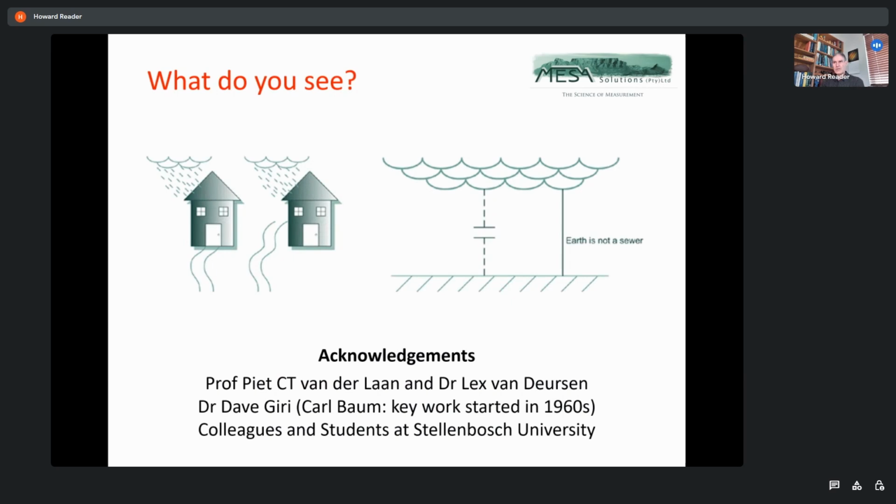I now draw a picture which has got some houses, and I'm going to ask you the question, what do you see? This picture was presented to me first by Piet van der Laan at the Eindhoven University of Technology and his colleague Lex van Dersen, and I acknowledge them gratefully. The picture here is of a Dutch house where rain on the roof is easily handled. And this rain is like electric field, and you can easily short it out with metal plates.